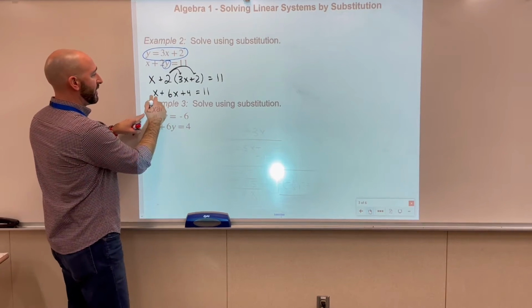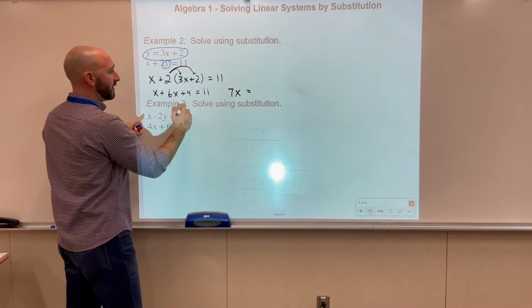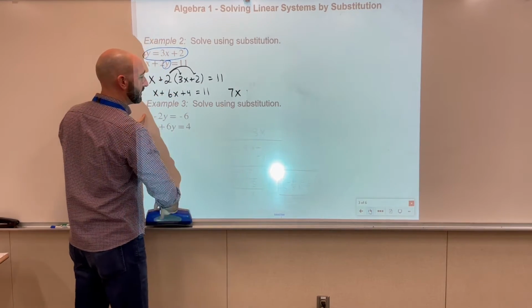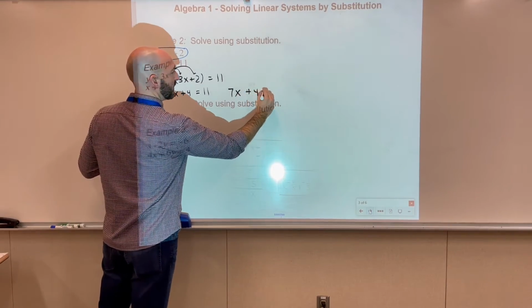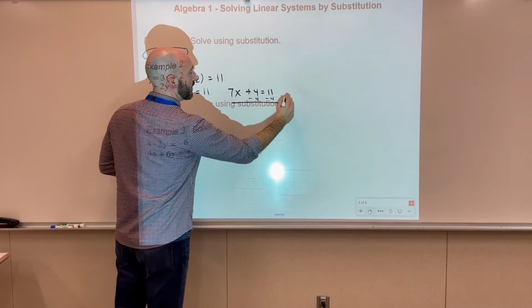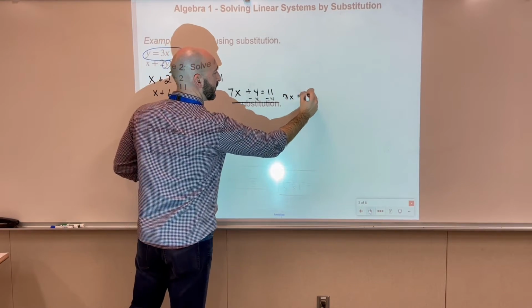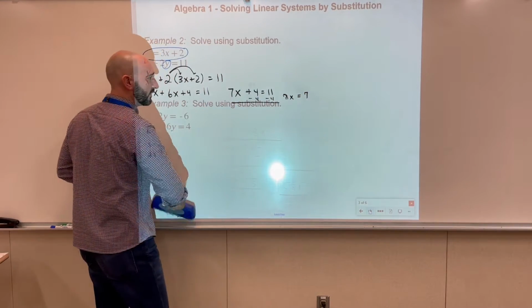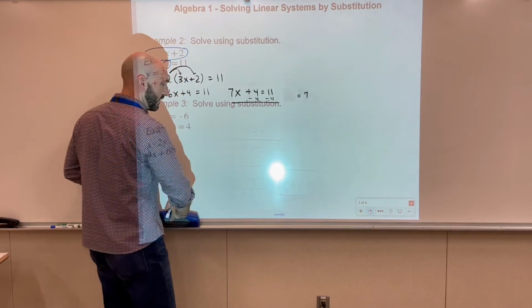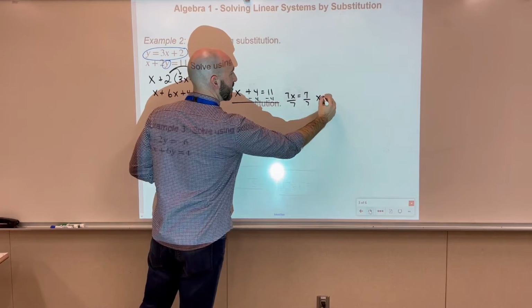So we're going to get x plus 6x, which is 7x, plus 4 equals 11. We're going to subtract 4 from both sides. We're going to get 7x equals 7. My handwriting is a little messy, I apologize. And then we'll divide both sides by 7 to get x equals 1.